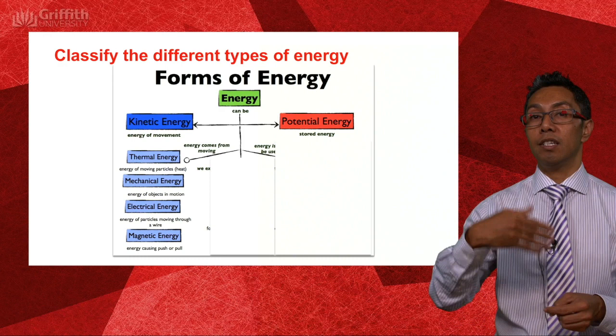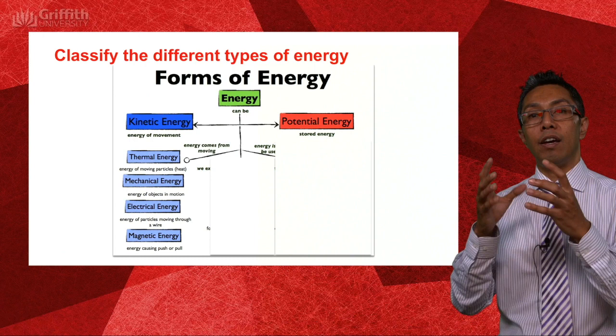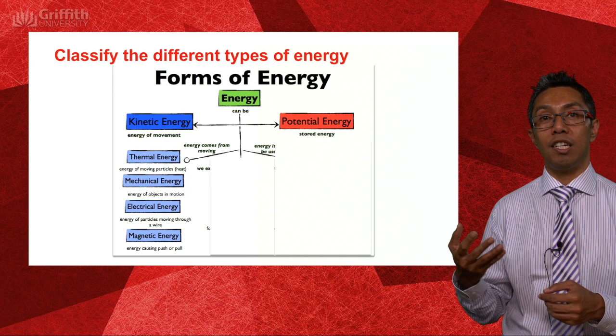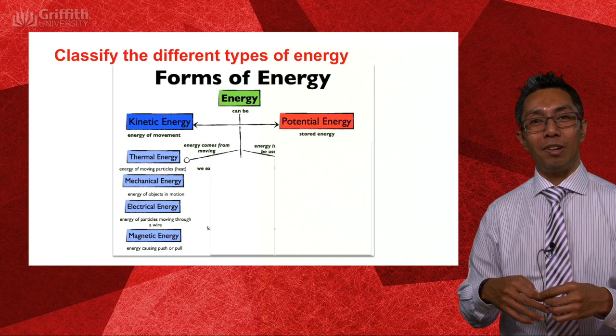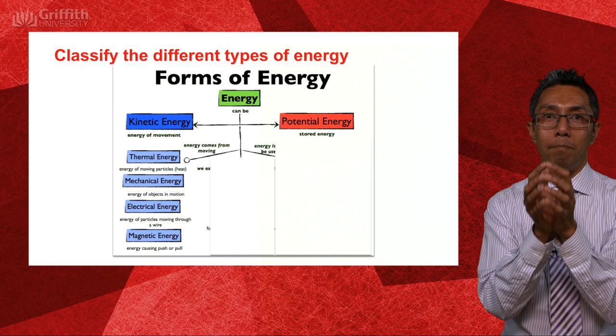Then there's the energy where electrons are moving, and so that's how we have electric energy, and then magnetic energy is kind of related to electrical energy, and that's where you get magnetic objects causing motion.